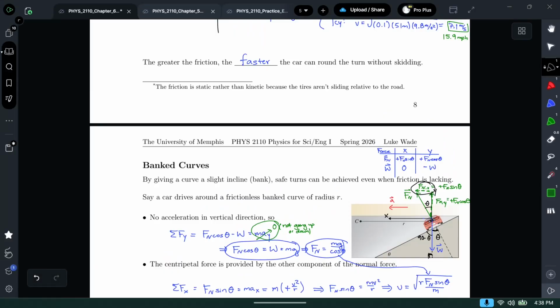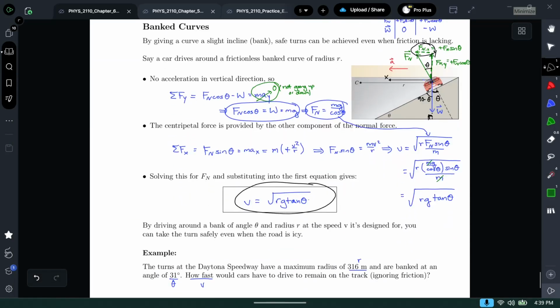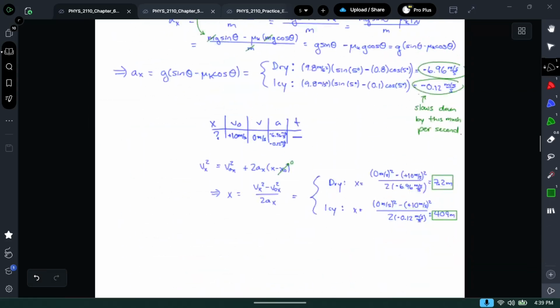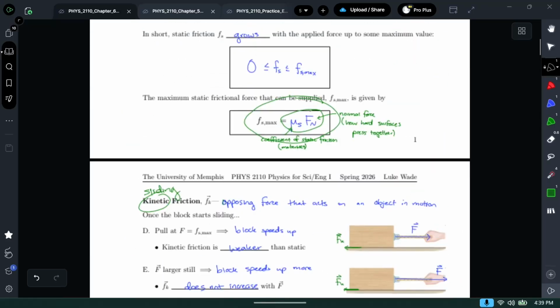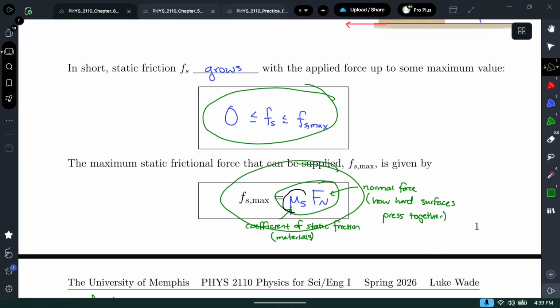So are there any questions from the folks that are here currently? One more small question. Is the maximum static force constant or is it variable? It is a little bit of both, I guess. So this empirical law says it depends on the two materials at play and the normal force.